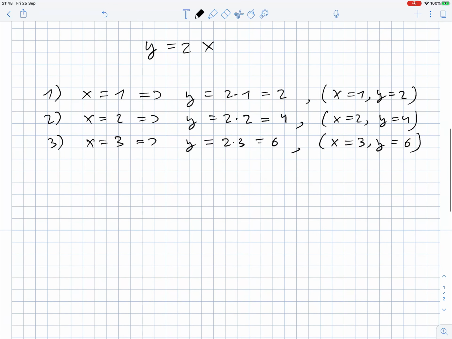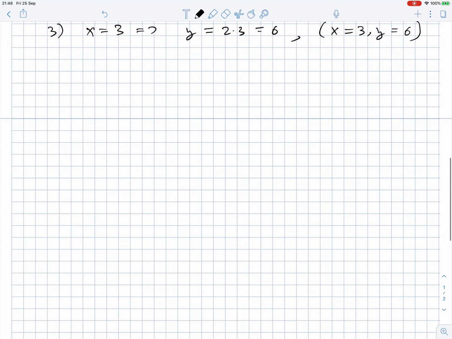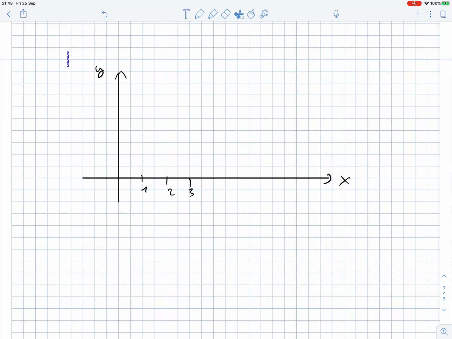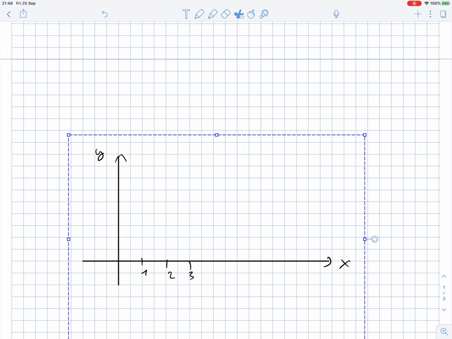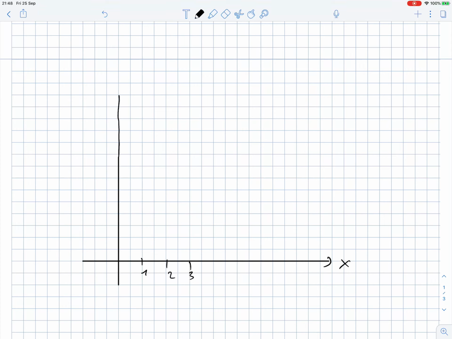Now how can we draw all these points on an x and y system? This 1, 2, 3 is enough on the x-axis. I guess y won't be enough. We'll have to enlarge the y-axis. Let's add some lengths: y 1, 2, 3, 4, 5 and 6.